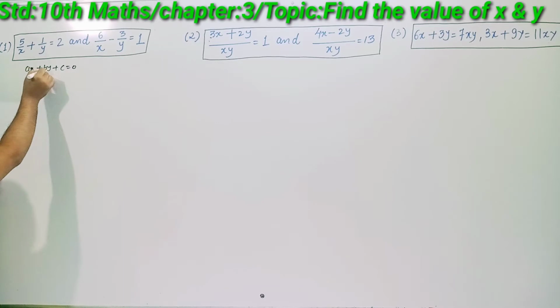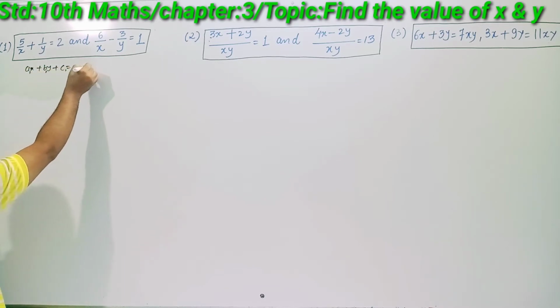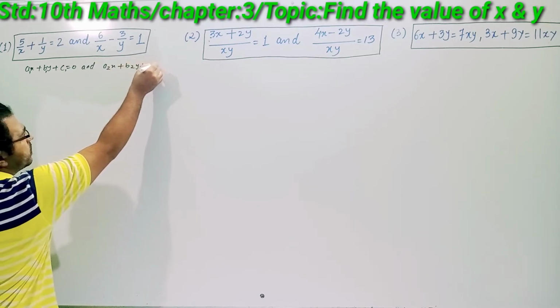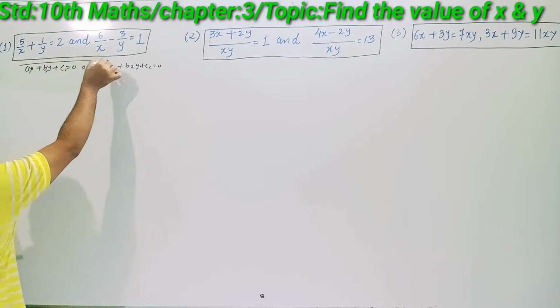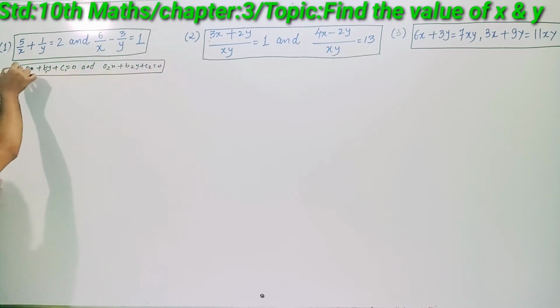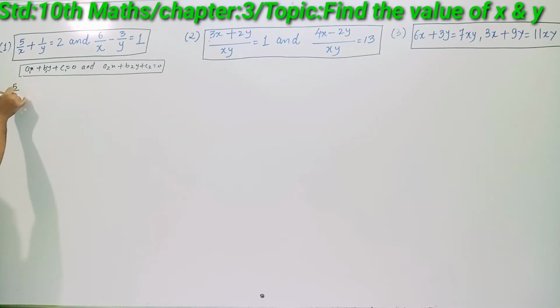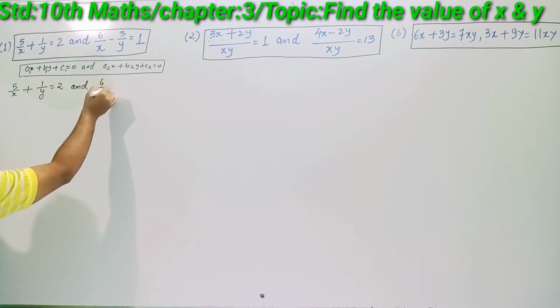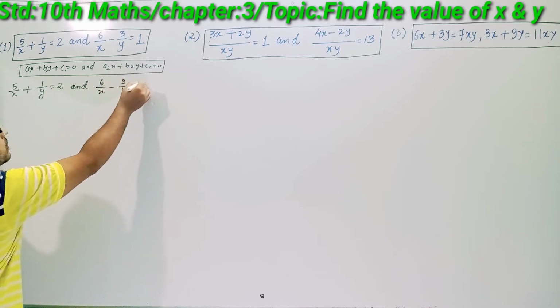So here we get a1, b1 and c1, and a2x plus b2y plus c2 is equal to 0. Okay students, these are the pair of linear equations with two variables. Means here you can see that the variables should be in linear form, right? It should not be in the denominator. Okay, so first of all, writing this equation: 5 by x plus 1 by y is equal to 2 and 6 by x minus 3 upon y is equal to 1.